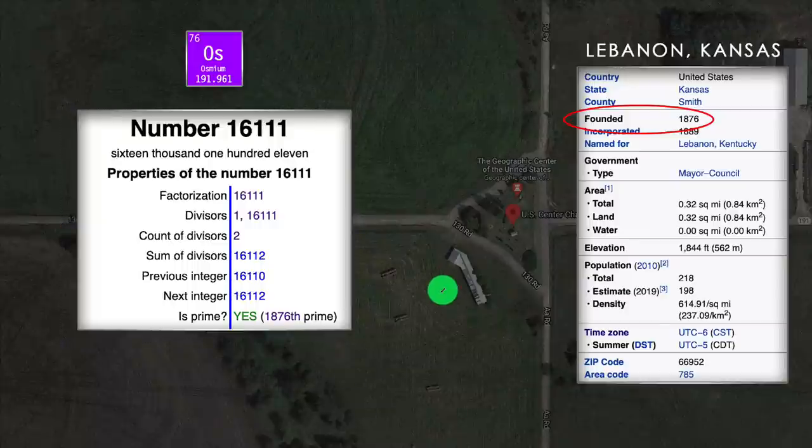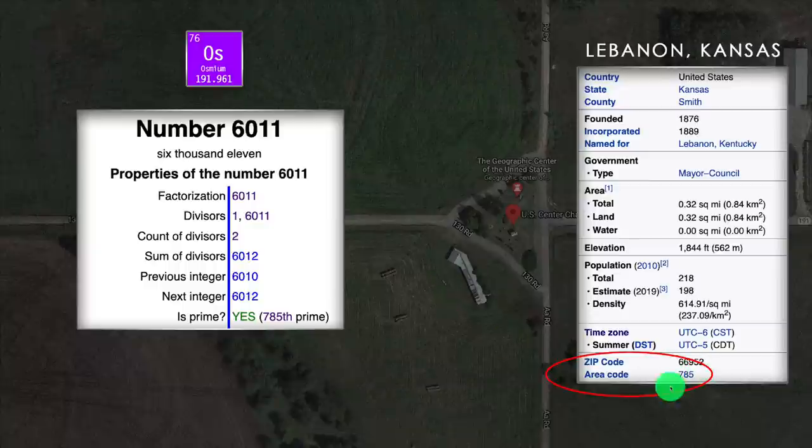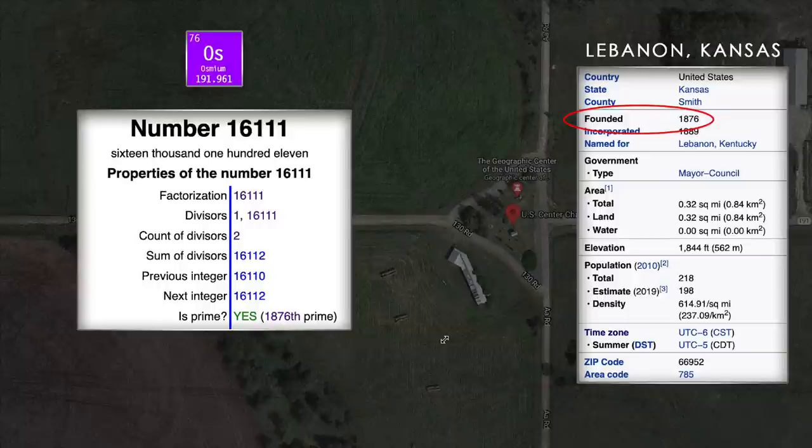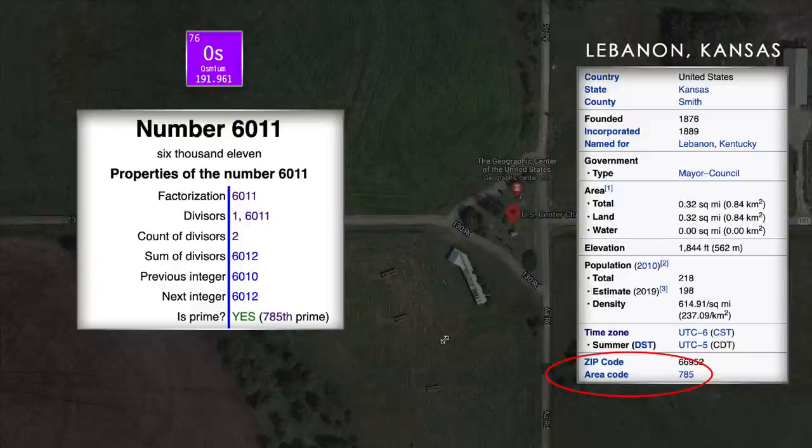What I thought was also interesting, what about the area code of Kansas in this area? 785. Look at what number it's tied to. There's that golden ratio again. So we have the 785 area code, and then we have the founding date, 1876. They're pretty much a direct match. You got the 1, 6, and 1 in both of these expressions.